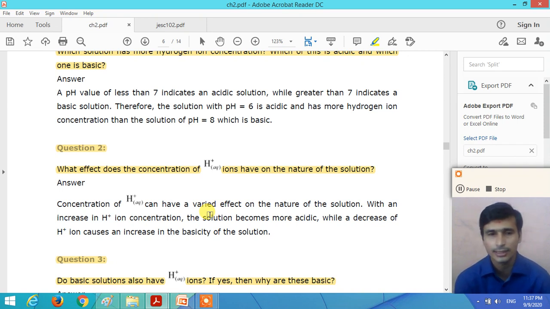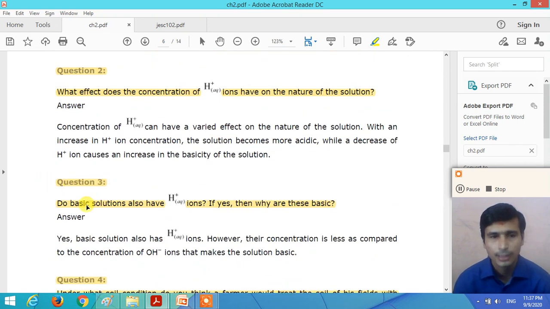So we can say that the solution is more basic, right? Now question number 3. Does the basic solution also have H plus ions? If yes, then why is it a basic solution? Yes, the basic solution also has H plus ions, but their concentration in the solution is less compared to the concentration of the OH minus ions. So it makes the solution basic, right?